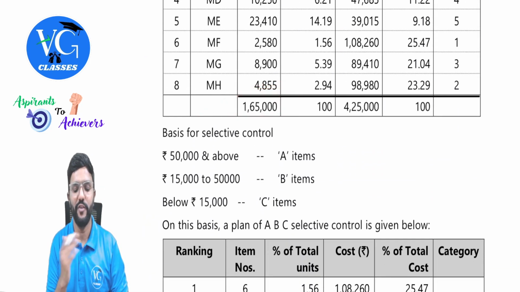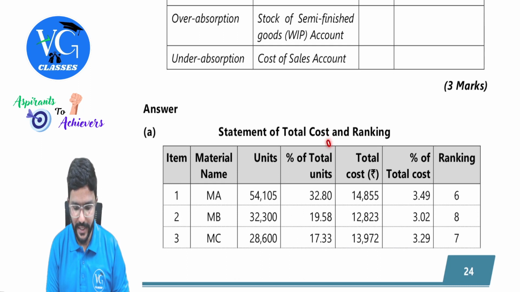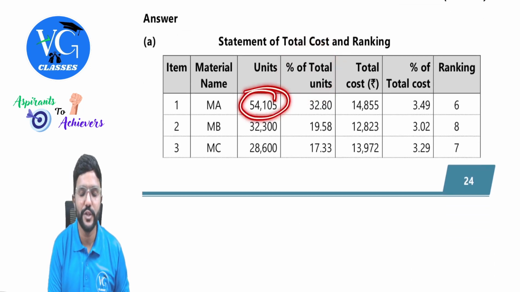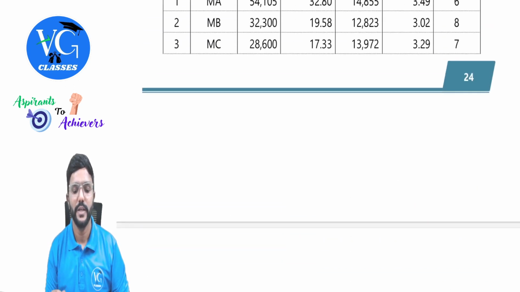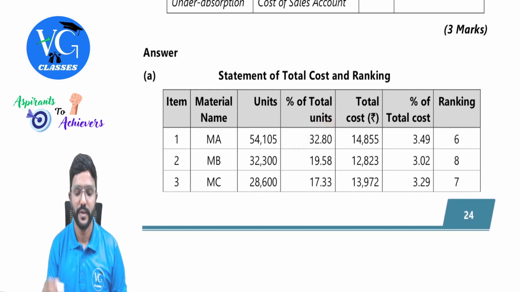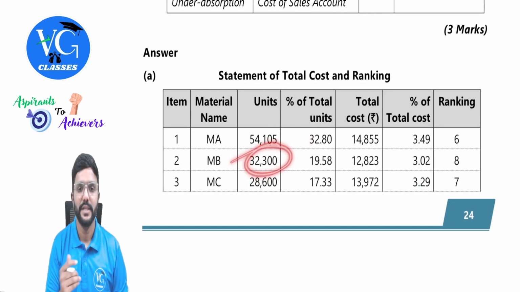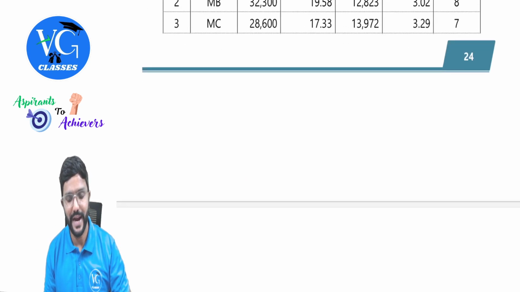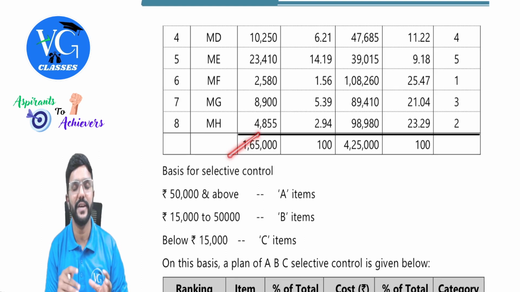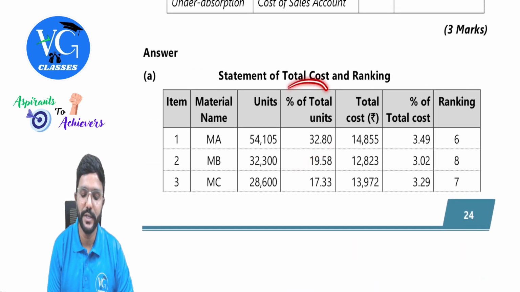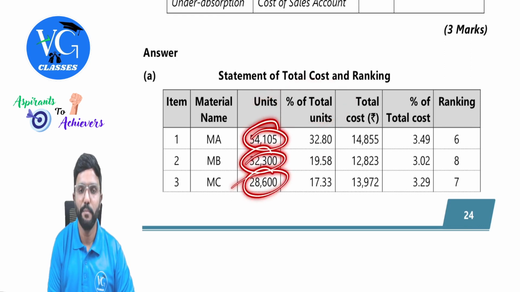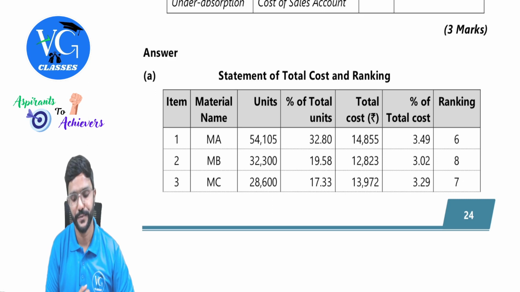1,65,000. Now find out the percentage of total units. So 54,105 divided by 1,65,000 into 100. You'll get 32.80. Same way for MB, 32,300 divided by total 1,65,000 into 100. You'll get the percentage. So that is how we need to calculate percentage of total units. Just divide individual units by total units into 100, guys.